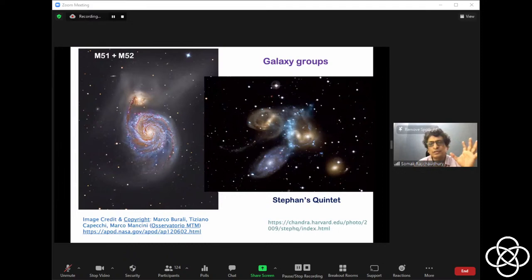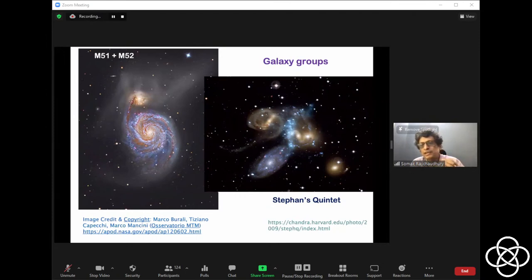So this is not in the local group, it's the nearest. This is a nearby group, about a few megaparsecs away. And apart from these two, there are other small galaxies in this group that I haven't highlighted here, but they will be dwarf galaxies. So this can be a small group.